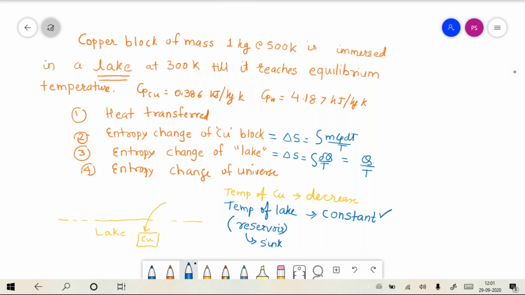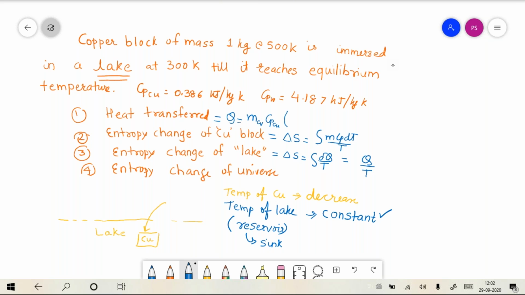Hence the entropy of the lake would increase and the entropy of the copper block would decrease, because the copper block is being cooled, so there is a heat rejection from the copper block, its entropy would decrease, and there is a heat gain by the lake, its entropy would increase. So now solve this. You need to first find out Q. So how do you find Q? Q is equal to mass of copper block, Cp of copper block.